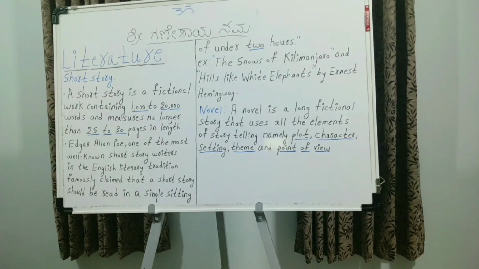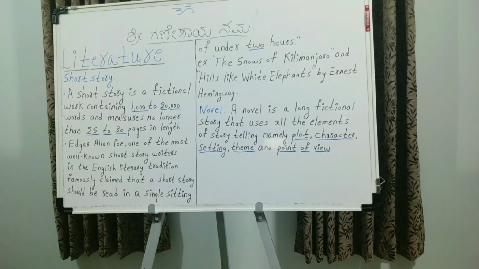Now, let's see the best examples of short stories. The Snows of Kilimanjaro and Hills Like White Elephants by Ernest Hemingway. Now, let's move on to the next, that is the novel. A novel is a long fictional story that uses all the elements of storytelling, namely plot, character, setting, theme and point of view.